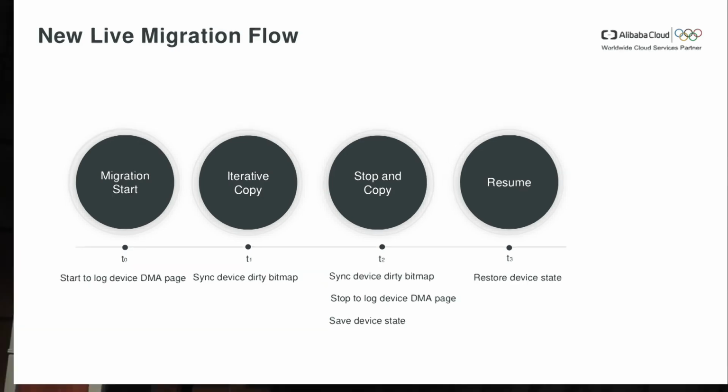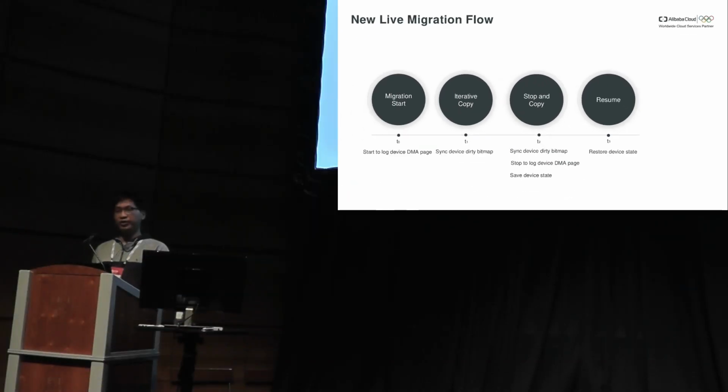In summary, the above is general live migration. New actions are required. As migration starts, we should start to log device DMA pages and sync. During the iterate copies, we should sync the device dirty bitmap. At the stop and copy stage, QEMU should also sync the device dirty bitmap, stop logging device DMA pages, and save the device states. On the destination host, we should restore device state, resume the device, and resume the virtual machine.